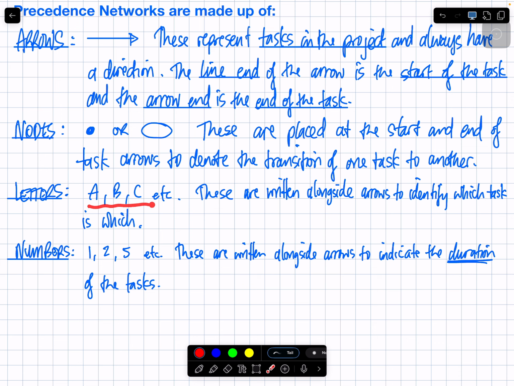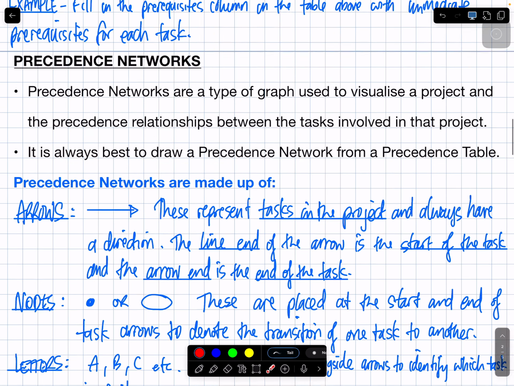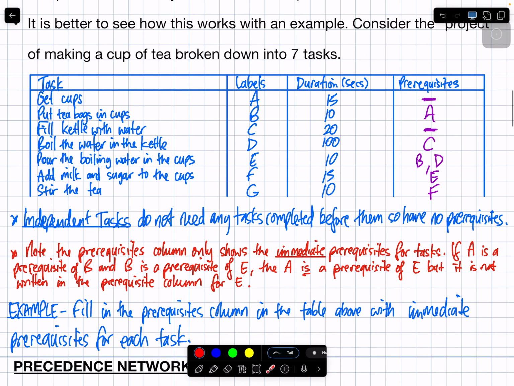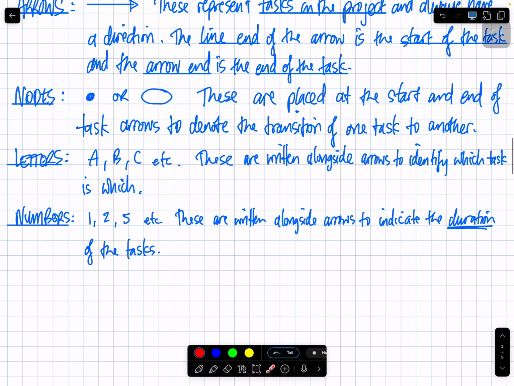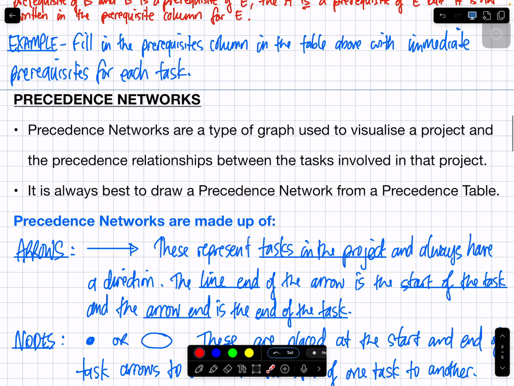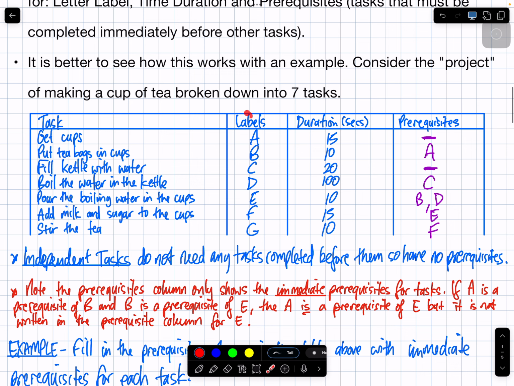Letters, A, B, C, etc. These are written alongside the arrows to identify which task is which. So we're going to write the letters of these labels here, A, B, C, D, all the way up to G. They're going to be next to arrows. And then lastly, numbers 1, 2, 5, etc. These are written alongside the arrows too. These indicate the duration of the tasks. So when we draw a network, we're going to write a label next to each arrow, and we're also going to write the duration of the task on the other side of the arrow, basically.